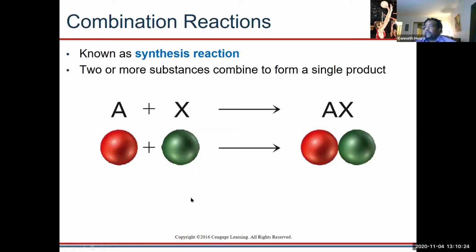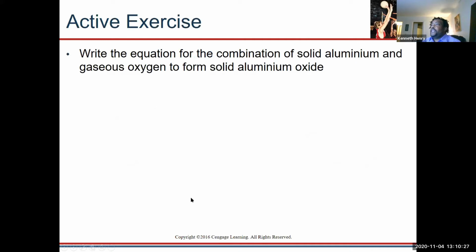Okay, so write the equation for the combination of solid aluminum and gaseous oxygen to form solid aluminum oxide. So what are we going to do?